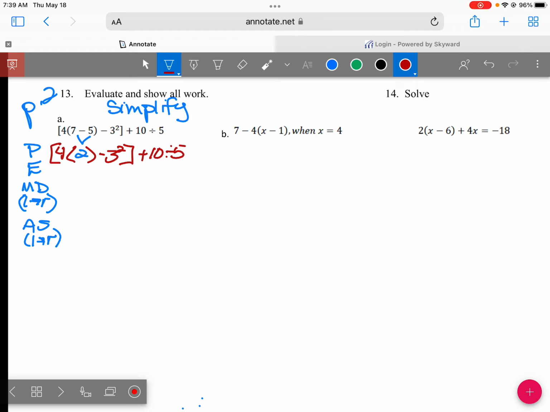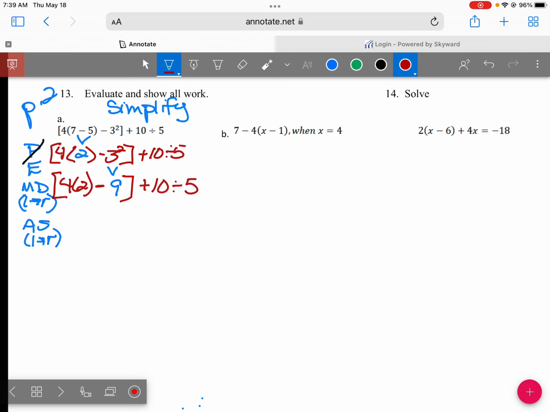So here, I don't have any more parentheses. What would I do next? Exponents. I do have an exponent. So that's going to be right here. 3 squared is how much? 9. Okay, so put the bracket there, the subtraction in front. We got 4 times 2 in front of that, plus 10 divided by 5.